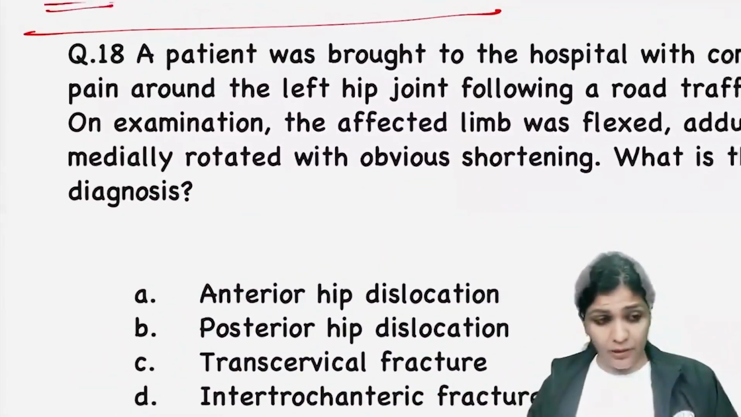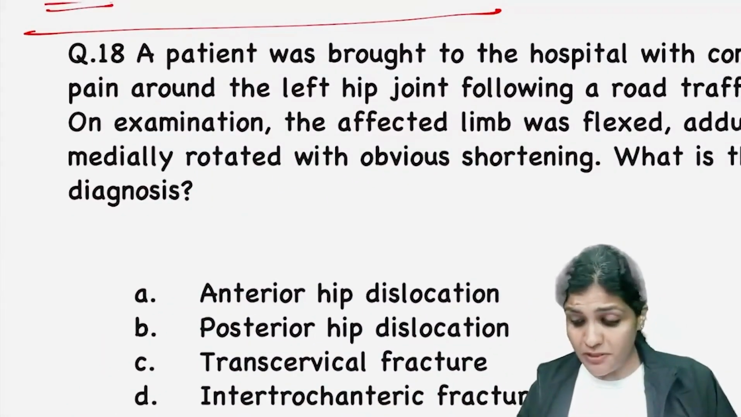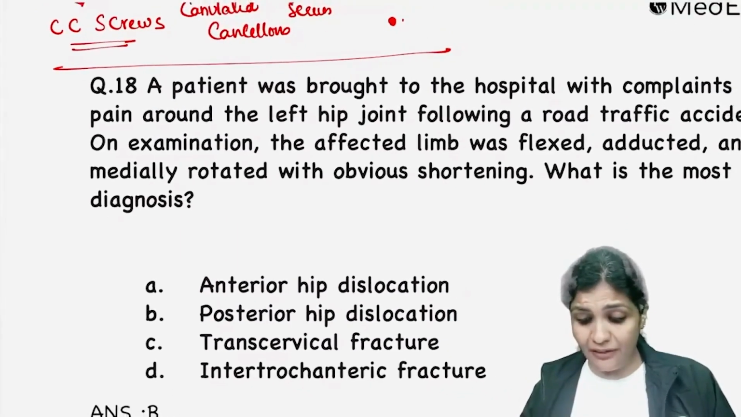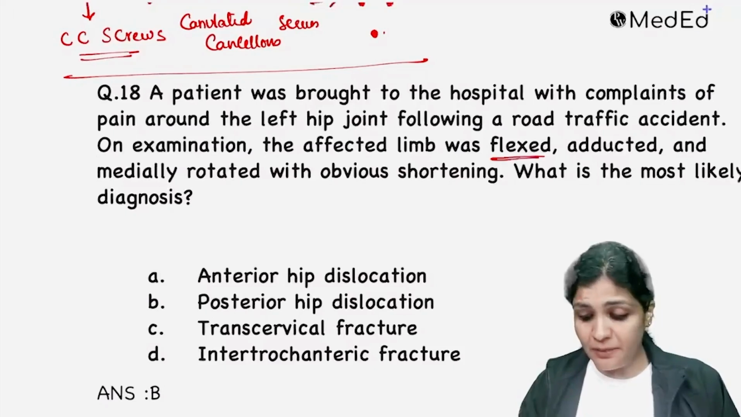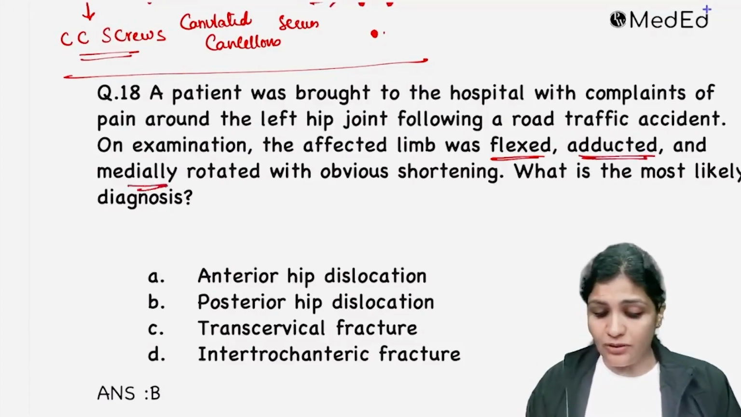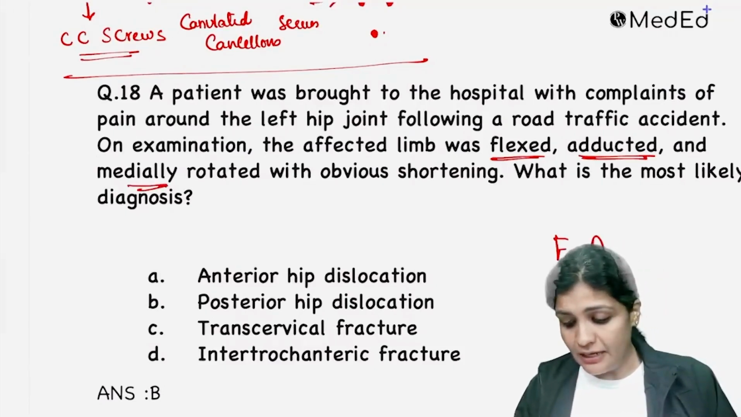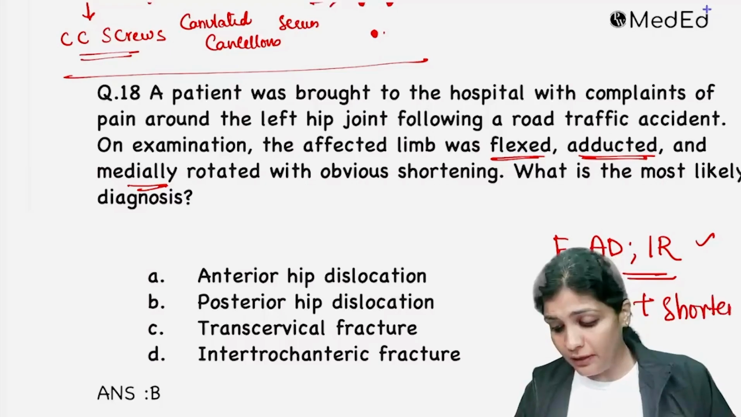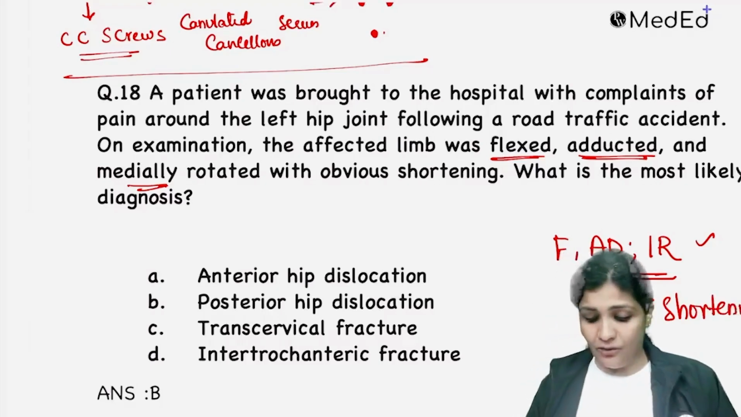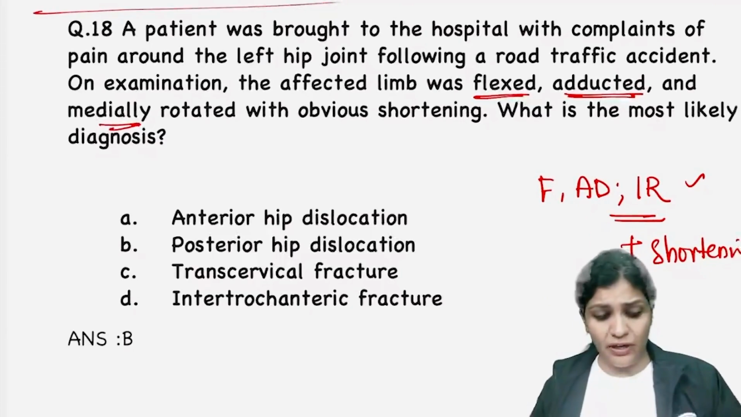Okay, now again an important question. A patient was brought to the hospital with complaints of pain around the left hip joint following a road traffic accident. On examination, you see these particular important words: there is flexion, there is adduction, there is internal rotation, and there is shortening. So what is the most likely diagnosis? Very, very easy question.